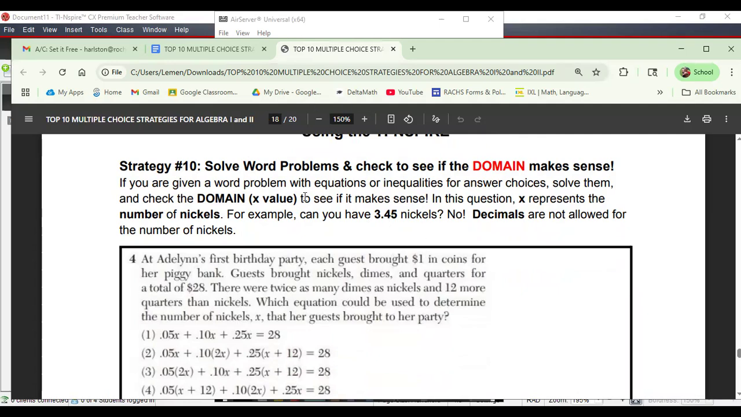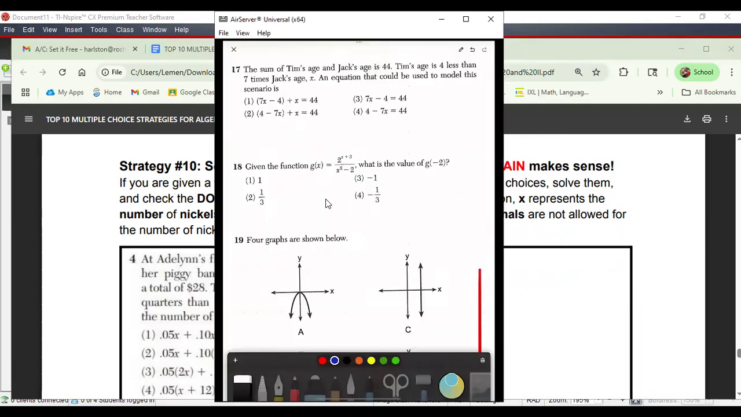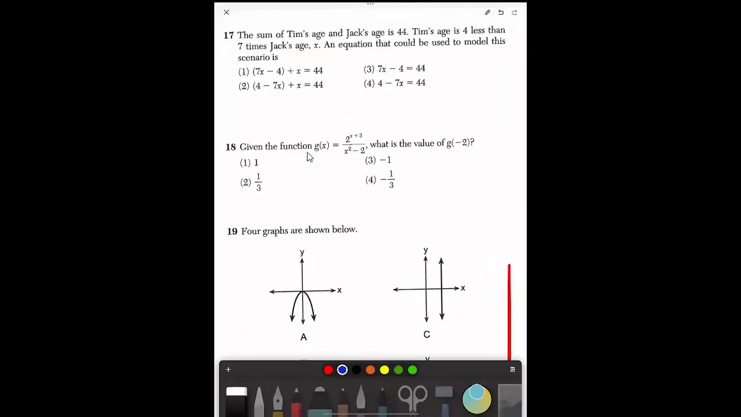All right, so I'm going to go to the question and I'm going to read it and then we're just going to have a conversation first. So it says the sum of Tim's age and Jack's age is 44. So if you add those two guys together, you get a total of 44. And it says Tim's age is 4 less than 7 times Jack's age, which is X. So Jack's age is X, and Tim is 4 less than 7 times Jack's age.